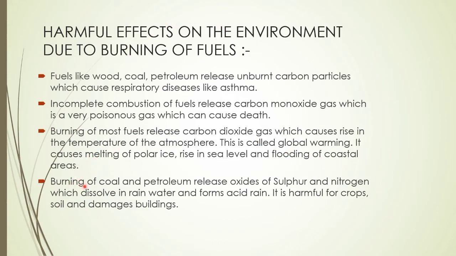Second, the burning of coal and petroleum releases oxides of sulfur and nitrogen, which dissolve in the rain and form an acid. It is harmful for crops, soils, and damages buildings. Whenever you are burning coal or petroleum, they release sulfur and nitrogen gases. When they rise up, they mix with the rainwater and come back in the form of acid rain. If there is more acid rain, your crops and soil will get damaged. So these are some harmful effects.